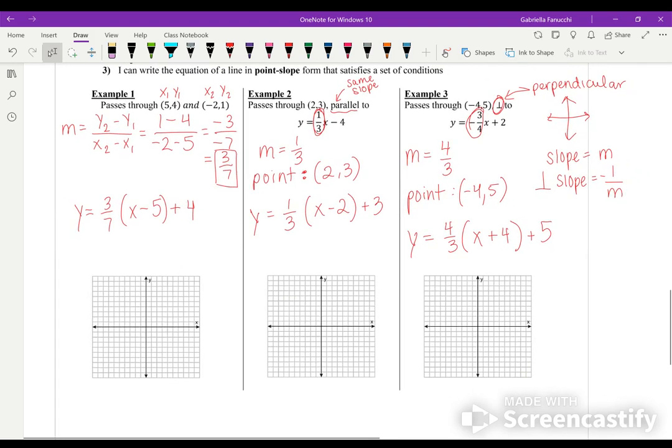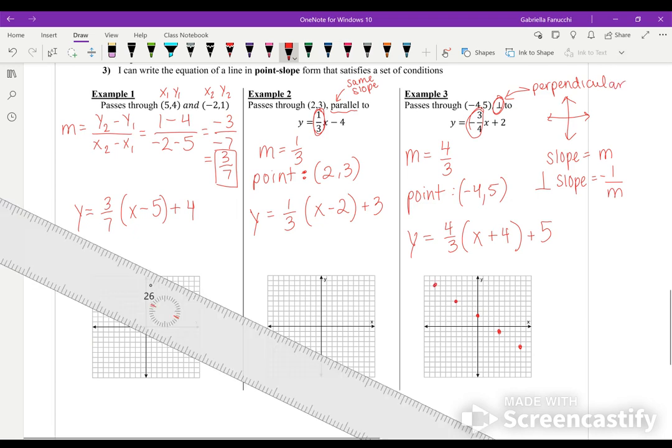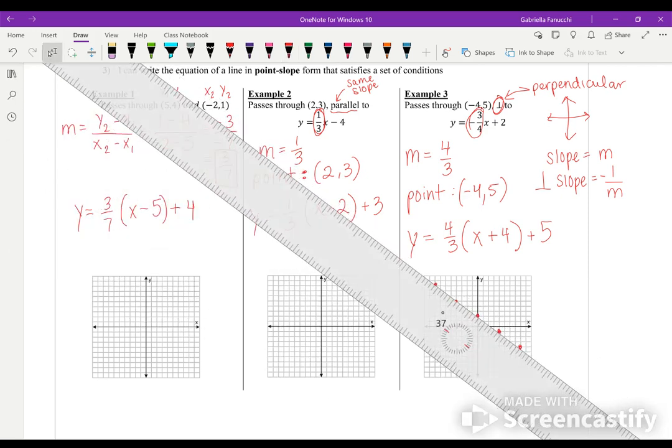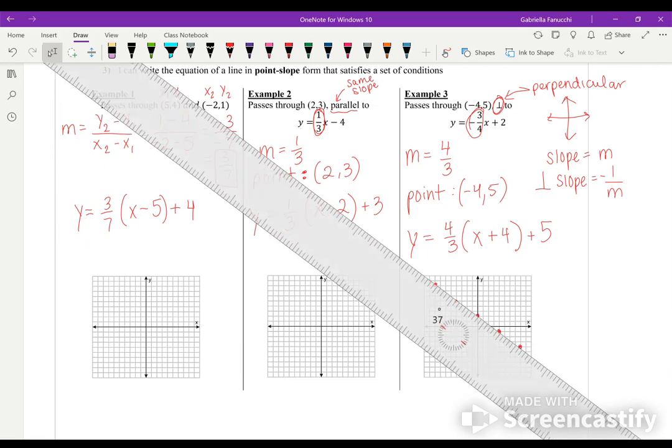So the first one was negative 3/4 x plus 2. So I'm going to start at 2. I'm going to go down 3 over 4. So 1, 2, 3, over 1, 2, 3, 4. Then I go the other way, repeating the same slope. So I'm graphing that first line in red, and then I'm going to do the perpendicular line in blue.